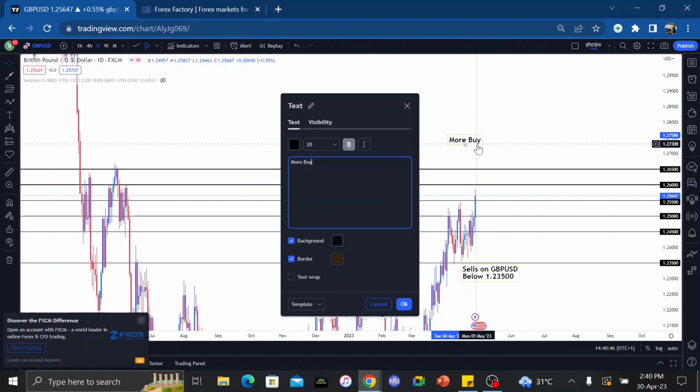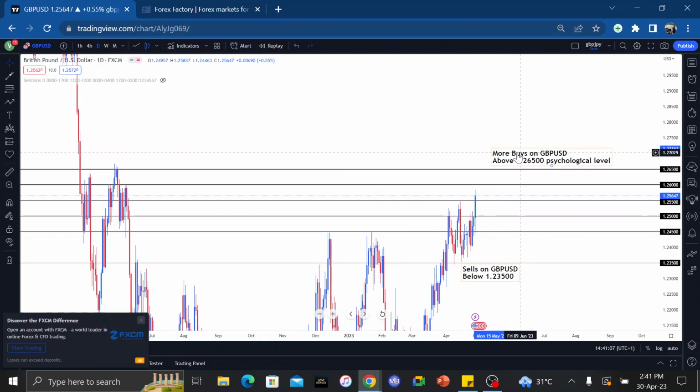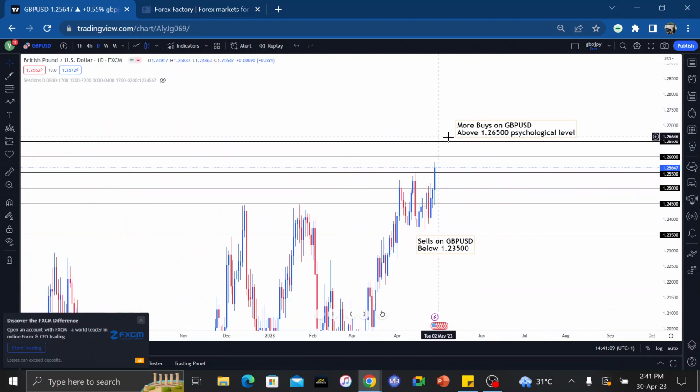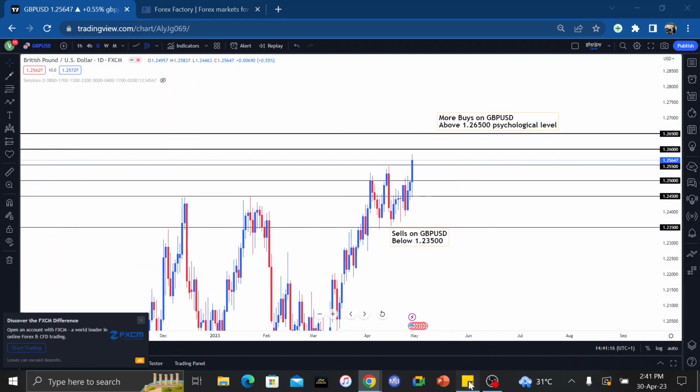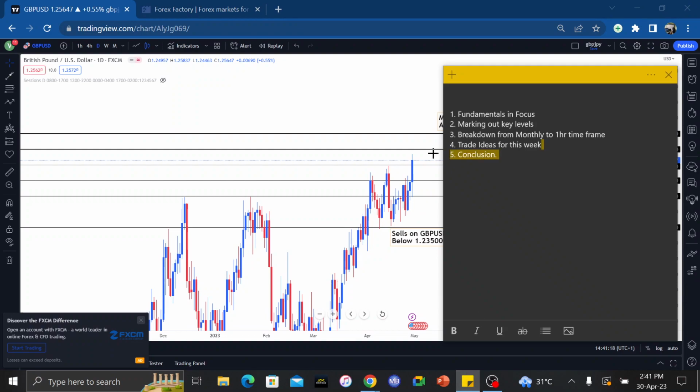More buys on GBP USD above 1.26500, the psychological level. So this is it. This is how we'll be playing GBP USD this week. These are for the swing traders. Now I would go over to the trade ideas for this week.